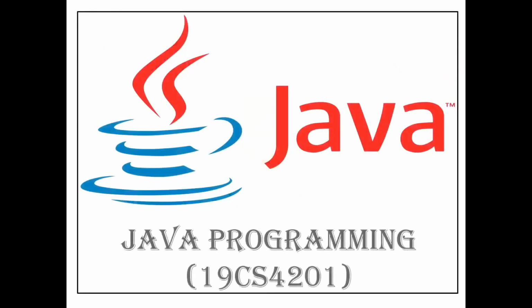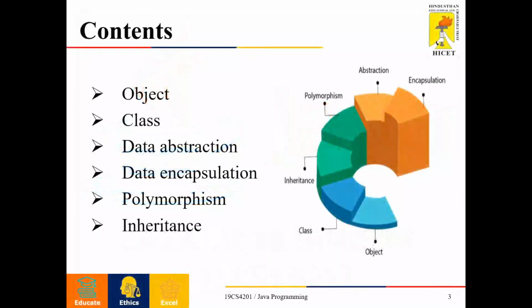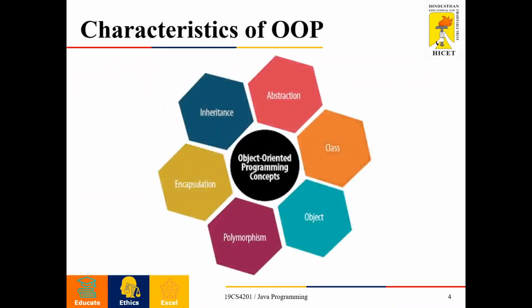In this video, we're going to discuss the characteristics of Object-Oriented Programming, OOP. It includes object, class, data abstraction, data encapsulation, polymorphism, and inheritance.